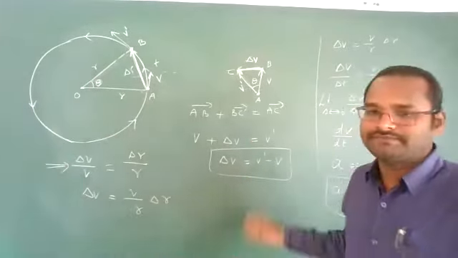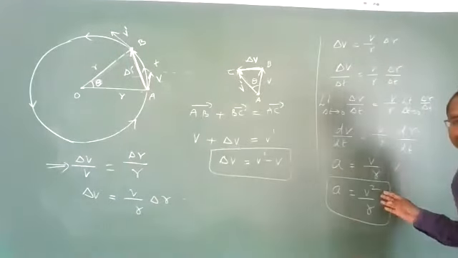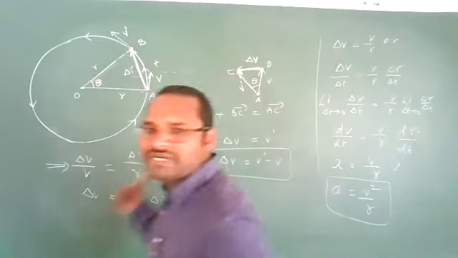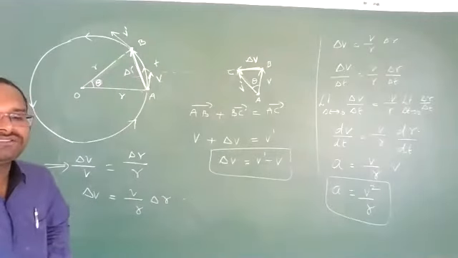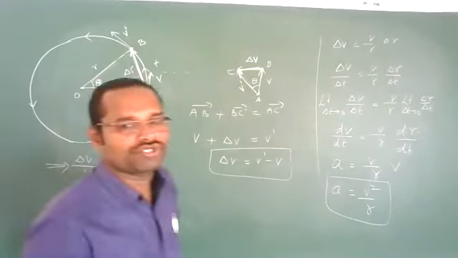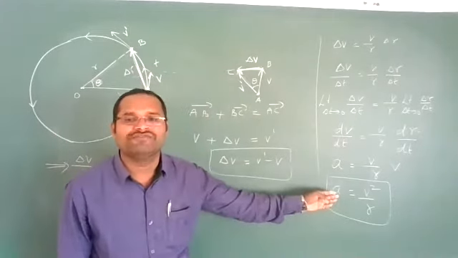V square by r. Any doubt? You can show like this. Derive an expression for centripetal acceleration in uniform circular motion. This is the centripetal acceleration formula, v square by r.